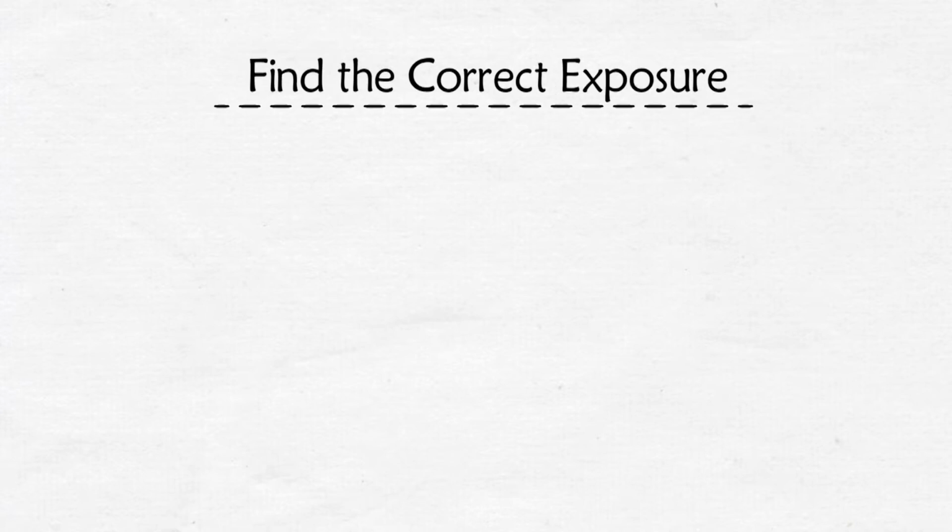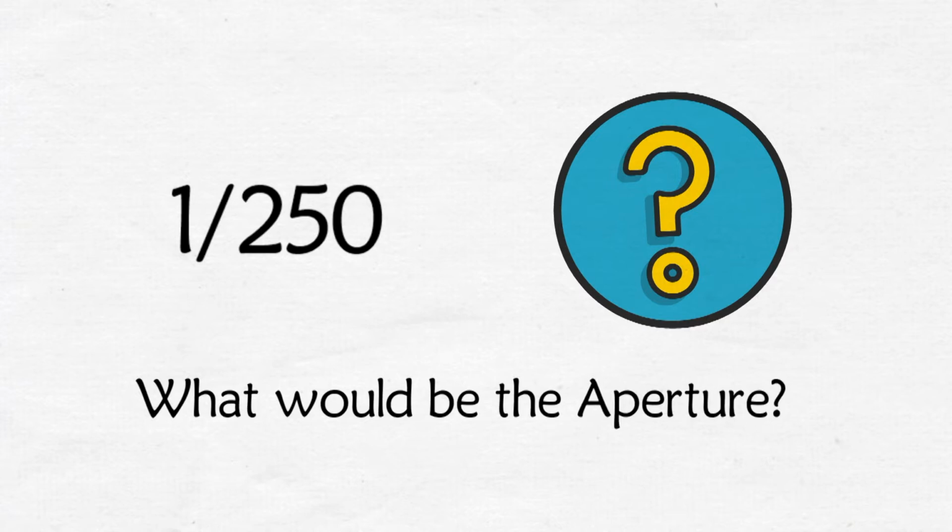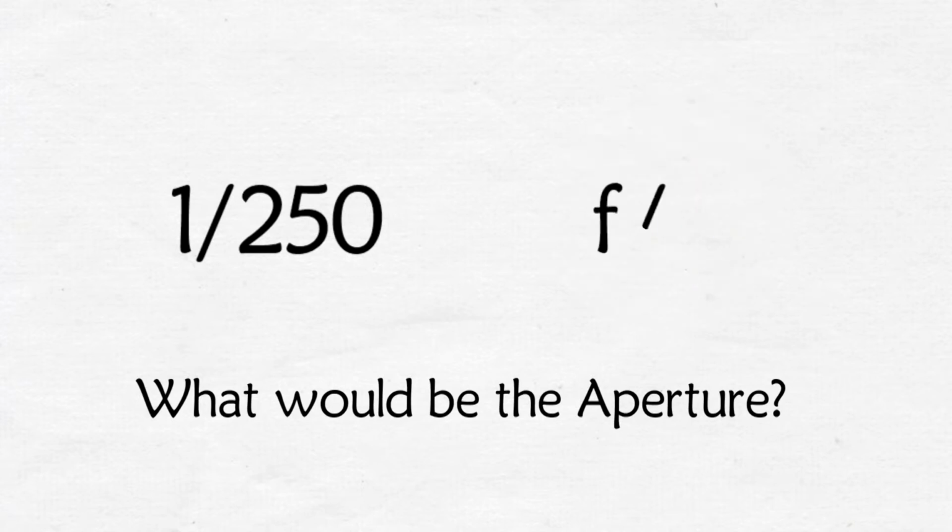Now, my exposure is 1/30 and f8. I don't want to shoot at 1/30. I want to shoot at 1/250th. Fine. Now, what will be my aperture? Yeah, start to think about it. Right, here comes the answer. It is f2.8.